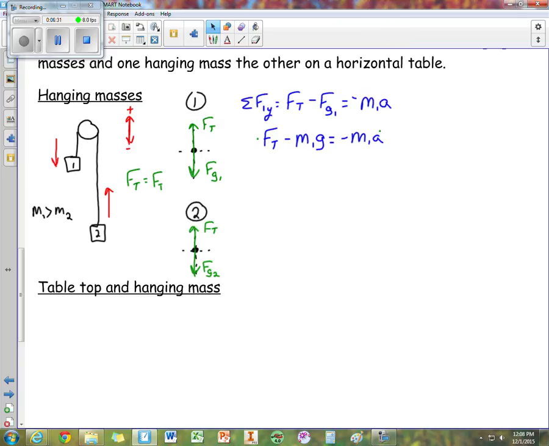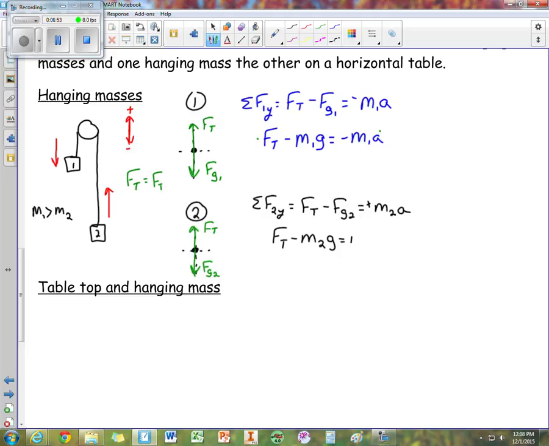All right, now let's do the same thing for object 2. And notice that m2 has a positive acceleration because it's going to travel up. So that again leaves me with an equation with two unknowns, Ft and a. And those are going to be the same for both of objects 1 and 2. They both have the same tension force, and they both are going to have the same acceleration.